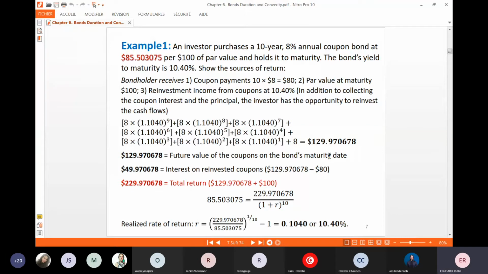In this case, if this investor purchases this bond today at $85.5, knowing that the coupon rate is 8%, this bondholder will receive annually during 10 years $8, 8% times 100 par value. So he will receive $8. These $8 that this investor will receive annually, as I said, could be reinvested at the existing market interest rate.